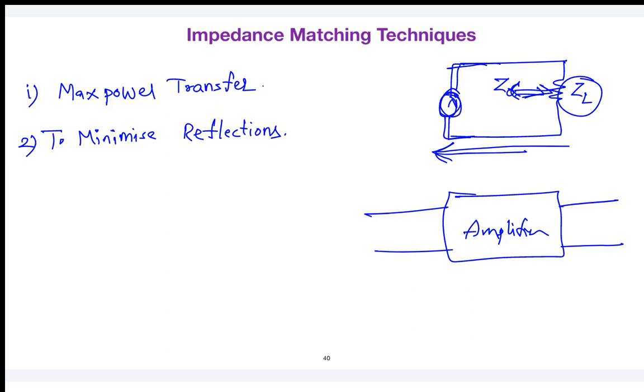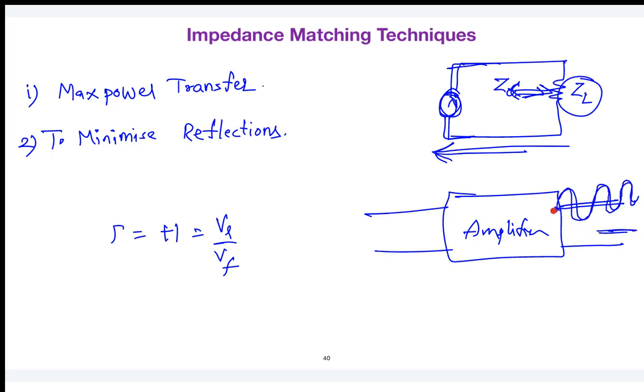What is the reflection coefficient you got for open circuit? What is the value I have given? Good, it is plus one, which means that the total voltage is getting reflected back with the same phase. If I apply a 10 volt signal here, and since there is no load, the full 10 volt is going to get additive on this.